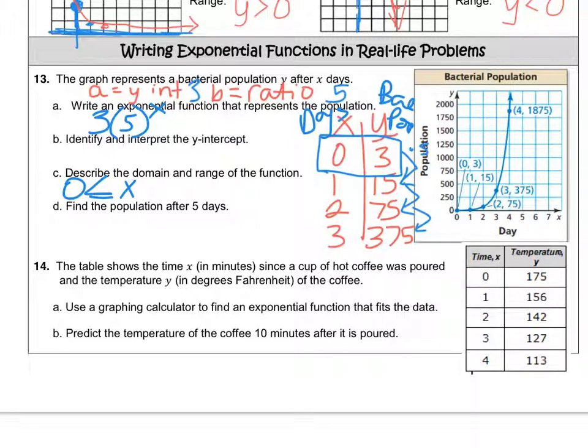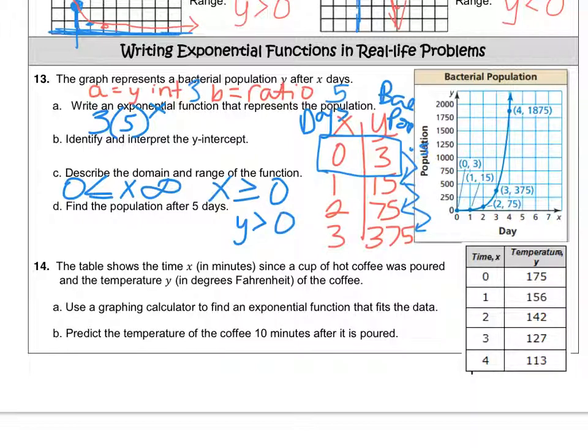I don't know that we really have infinity days, but we don't really have anything to stop it if they feel like growing this bacterial thing forever. So I'm going to go ahead and put infinity. So really our domain is x is greater than or equal to 0. And as far as our range goes, we know that it's never going to touch 0. So our range is greater than 0. So y is greater than, but never equaling, just greater than 0.